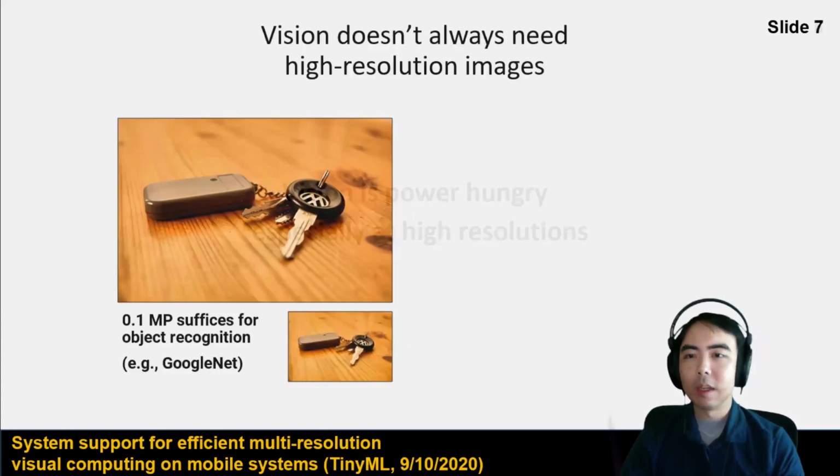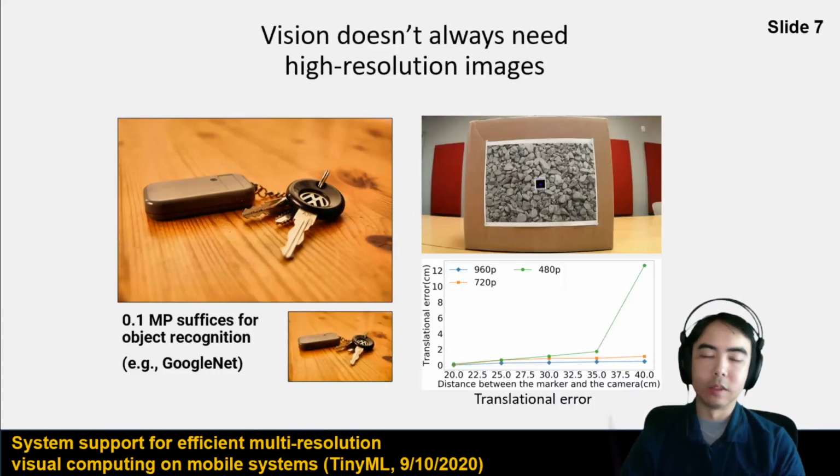But the upside is that vision doesn't always need high resolution images. If you're dealing with an object recognition task and your objects are very well posed, they occupy a high percentage of your frame, then you can deal with a lower resolution image and still be able to see what's inside of the image. And not just as a human, but our visual networks as well will also be able to recognize that there are keys inside of that image, for example.